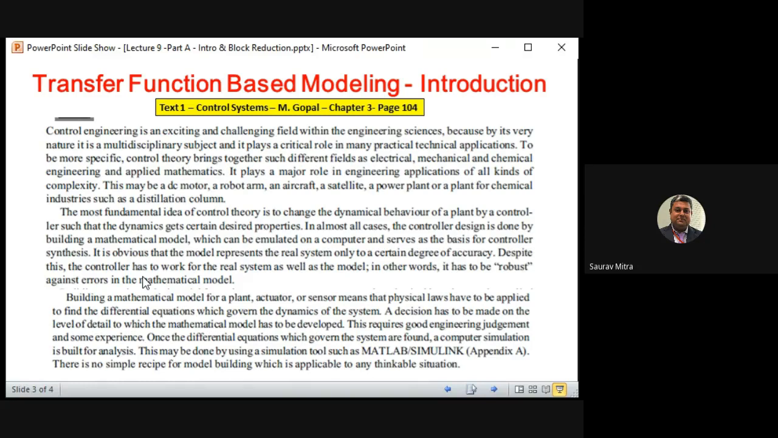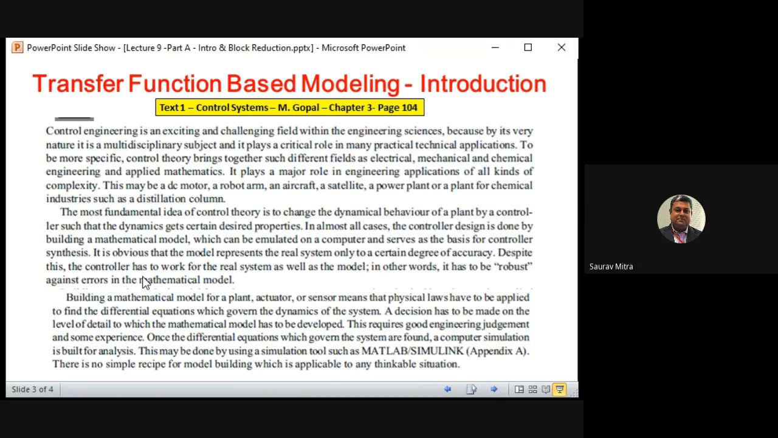So such that the dynamics gets certain desired properties. If the plant output is already within the desired properties, we don't mind doing anything. My parents want me to score first class in every exam, so I am scoring first class in every exam. My parents are happy, so no control. But sometimes if I don't study, if I get second class, third class, or if I fail, then my parents might give correction to me, saying "beta, study properly, you are not doing it right," all those kinds of things.